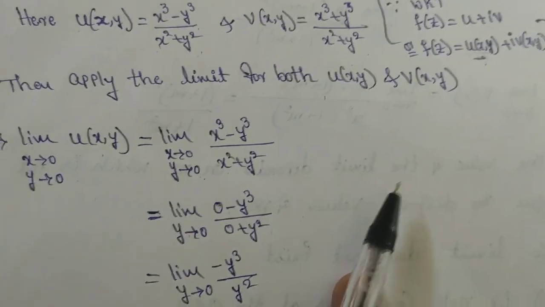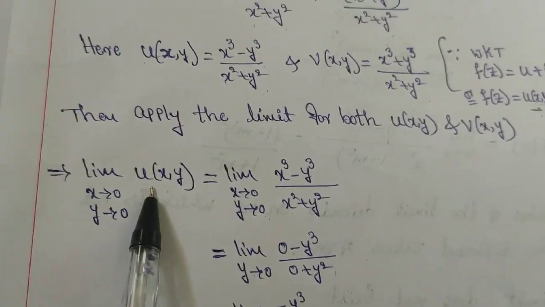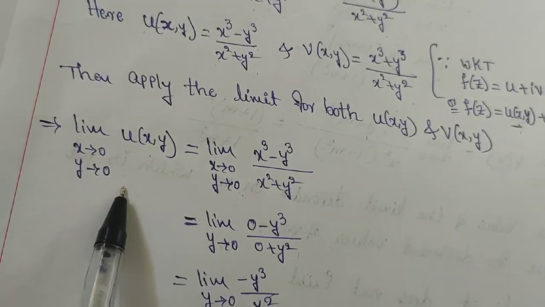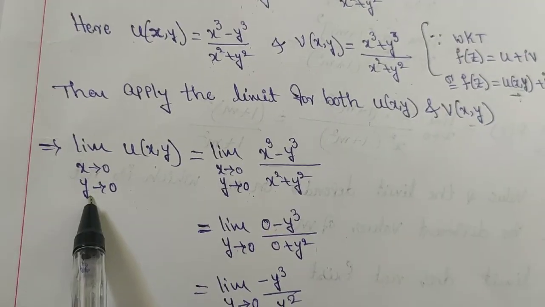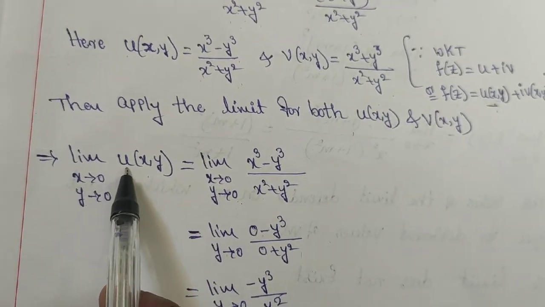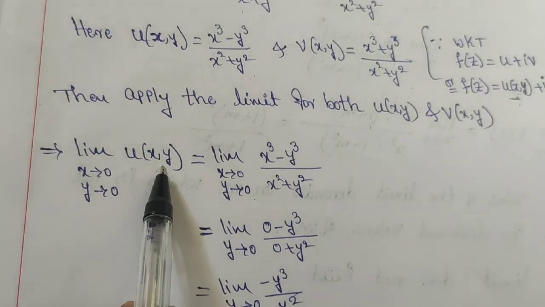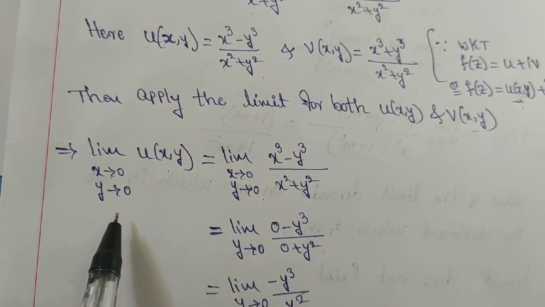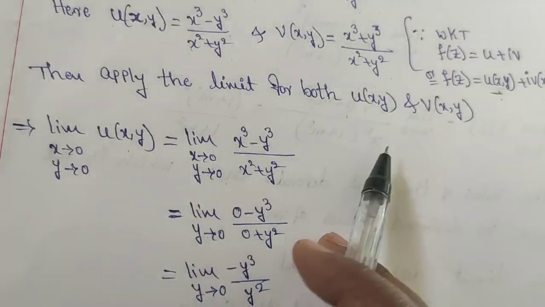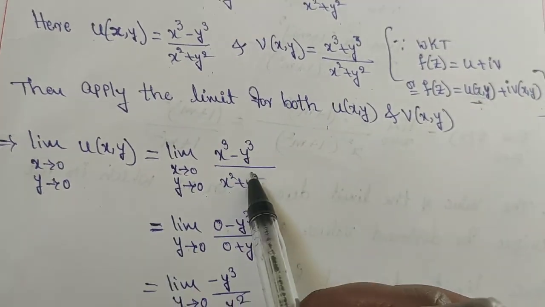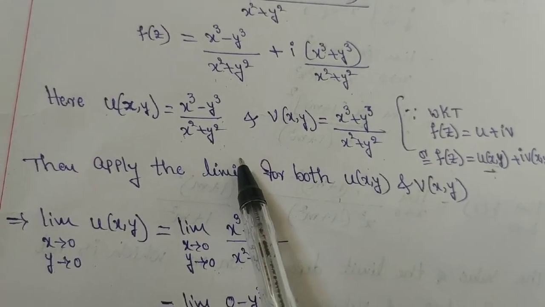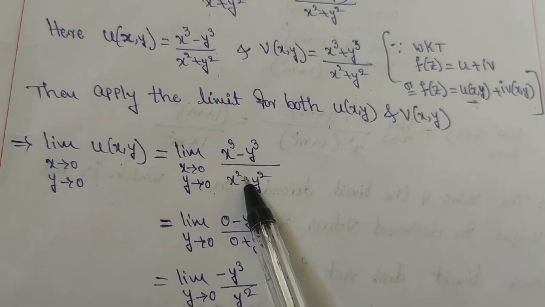Let's see. Apply the limit first for u. So I wrote the limit as x tending to 0, y tending to 0 instead of z tending to 0. Why? Because I wrote u in terms of x and y coordinates. Simplify it. Substitute the u value first. What is the u value here? x cube minus y cube by x square plus y square.